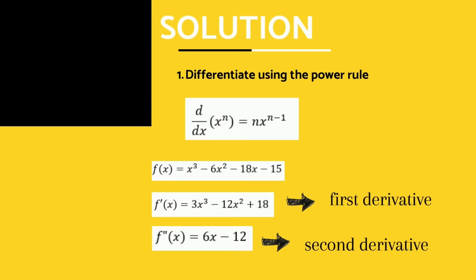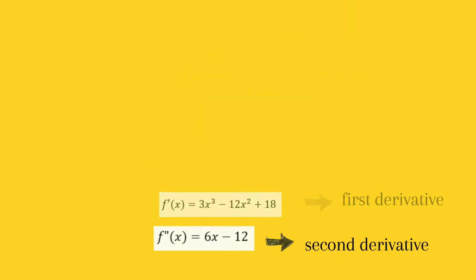Solution. First, we need to differentiate it using the power rule. The first derivative is 3x squared minus 12x plus 18. Next, we need to find the second derivative to determine whether the concavity is upward or downward. With the same power rule, we get the second derivative, which is 6x minus 12.